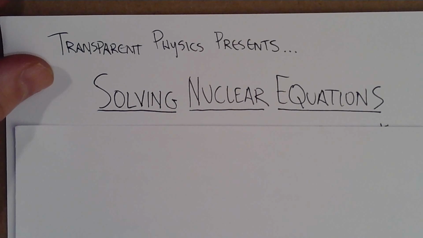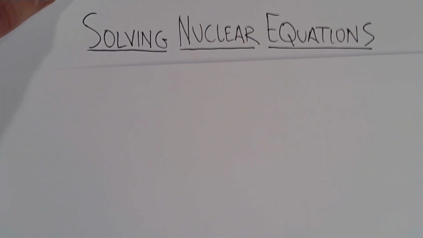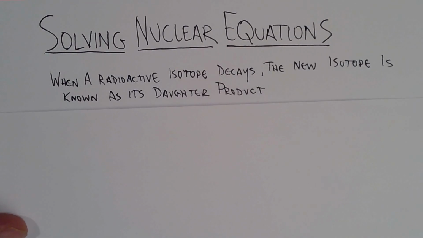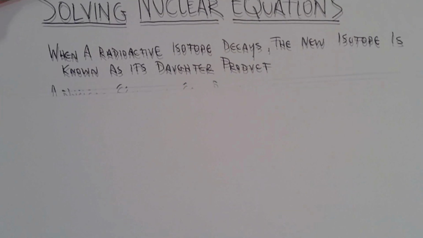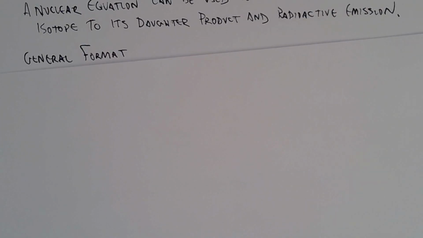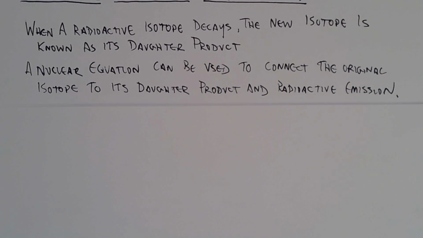Okay, a little bit of new vocabulary here to start. When a radioactive isotope decays, its product has a sort of a traditional name. It's known as the daughter product. And the daughter product is whatever you get when that isotope undergoes decay. And when we are looking at a problem, we are interested in a relationship between the original isotope and the daughter product.